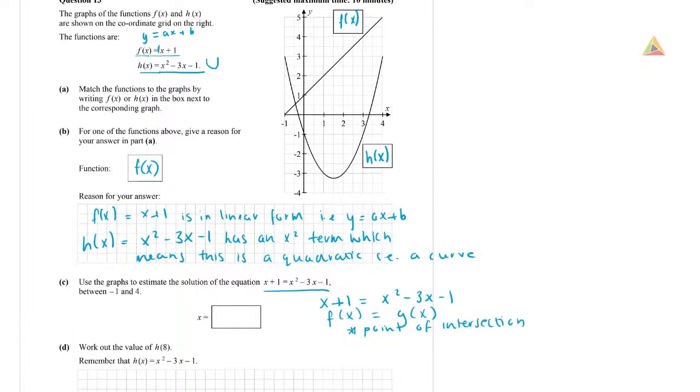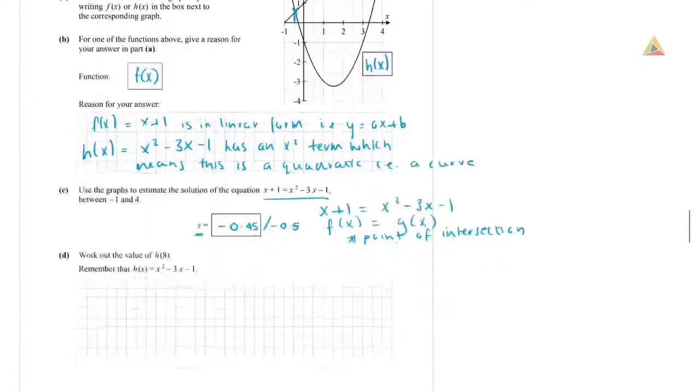So we need to go back up to the graph and see where they intersect each other. They only intersect each other at one point, and this is the point here. Now, be careful because it asks you for the x value. So you come down and see what the x value is on the x-axis. And it's going to be roughly minus 0.45 or minus 0.5. So usually if you have it within a range, you'll get your marks there.